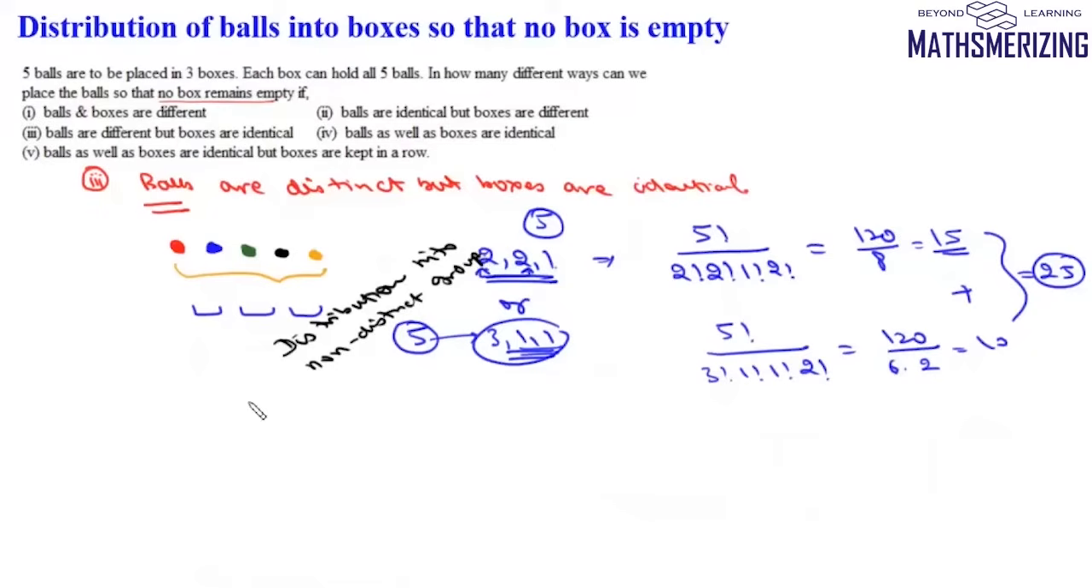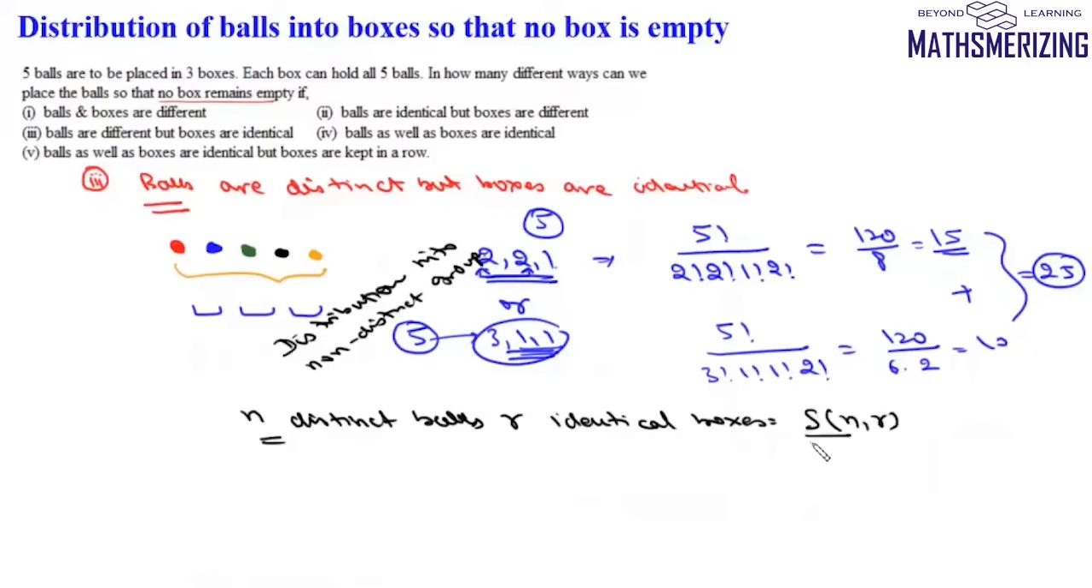Now let us discuss a more general problem in this. Suppose we have n distinct balls and r identical boxes. In how many ways can we distribute n distinct balls in r identical boxes so that no box is empty? Now it can be done in S(n, r) ways.